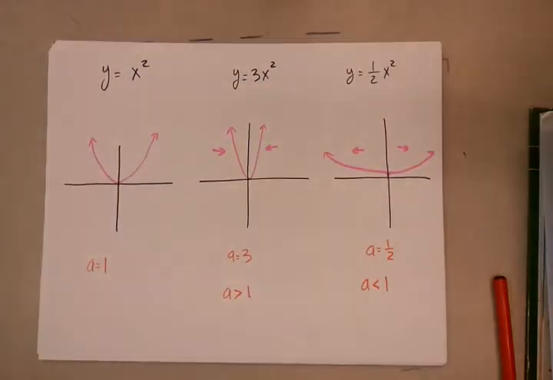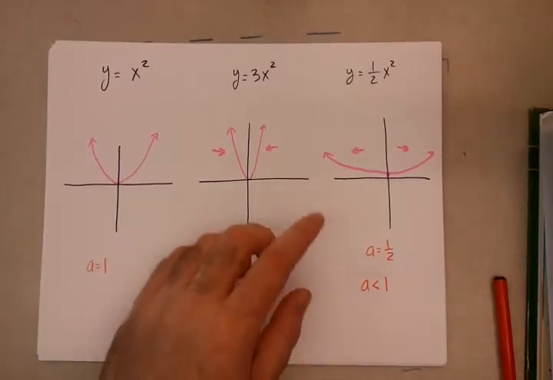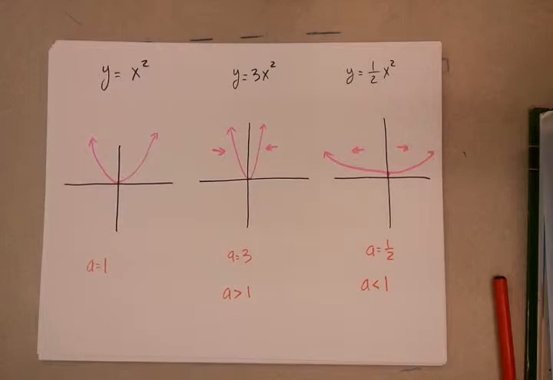So if I gave you a 3/4, 3/4 is greater than a half. The parabola actually is going to be a little narrower. If I gave you 1/3, 1/3 is less than half. The parabola will actually be wider.